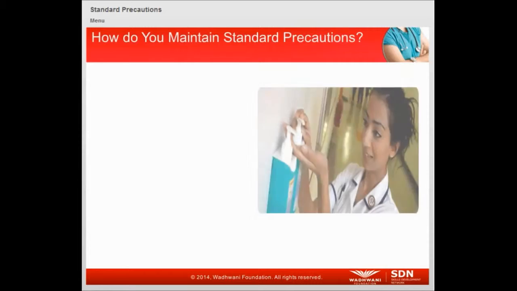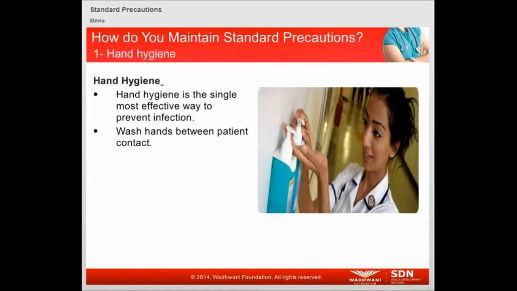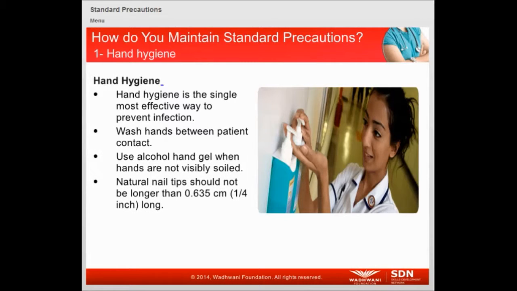Let's look at how we can maintain standard precautions. Hand hygiene. Hand hygiene is the single most effective way to prevent infection. Wash hands between patient contact. Use alcohol hand gel when hands are not visibly soiled. Natural nail tips should not be longer than 0.63 centimeters, a quarter of an inch, long. Avoid wearing hand jewelry.